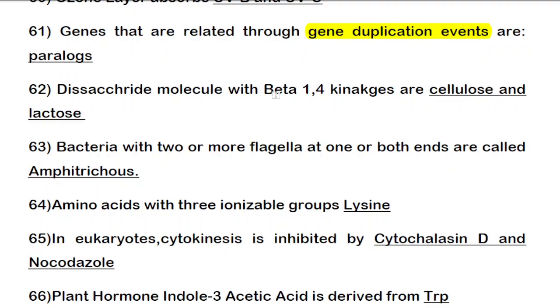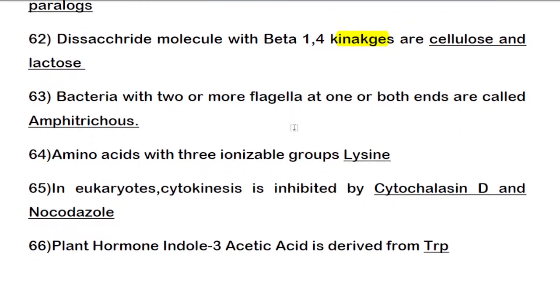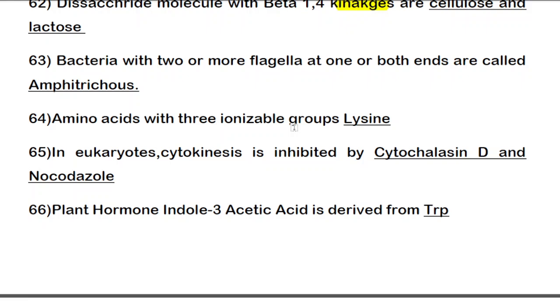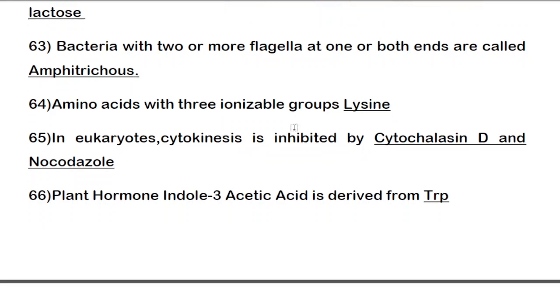Okay. Next, 62nd question: tell me the disaccharide molecules with beta 1,4 linkages. Sorry, it is linkages. Kindly forgive me for that. There are two disaccharide molecules: one is cellulose and another one is lactose. Both are made up of beta 1,4 glycosidic linkages. Okay. 63rd question: bacteria with two or more flagella at either one end or both ends are called amphitrichous. So what is peritrichous? Tell me in the comment section.